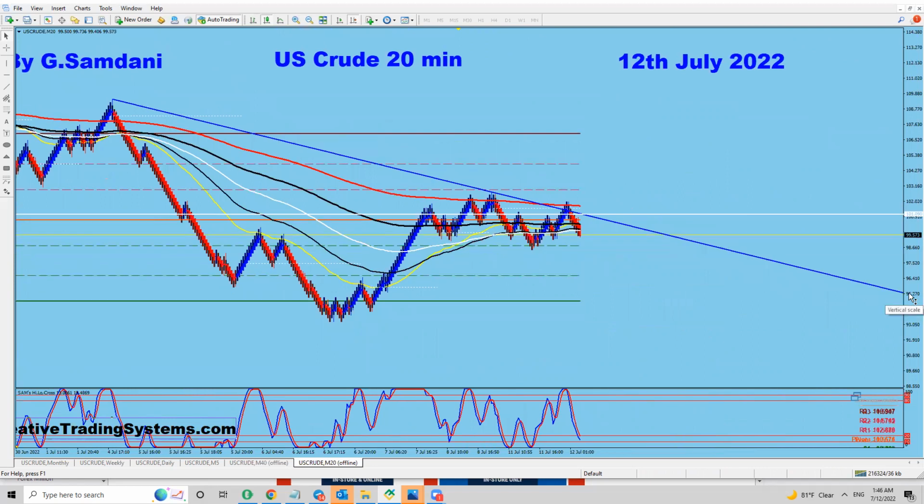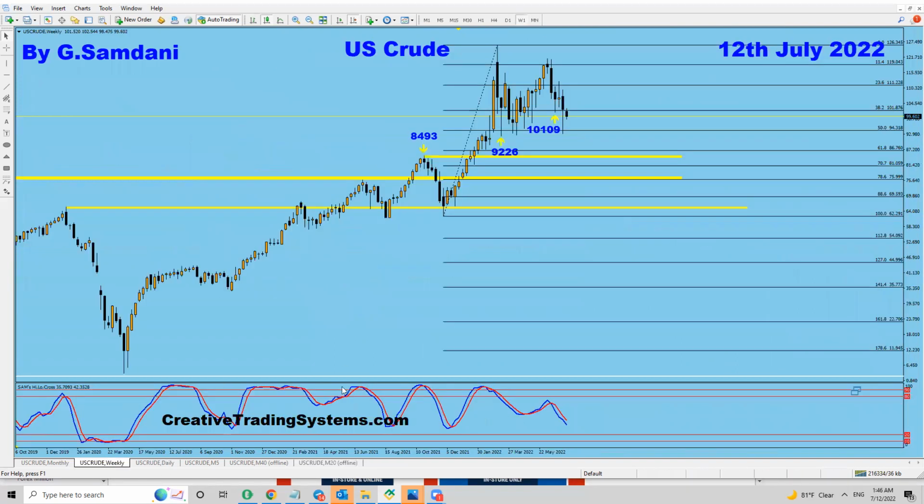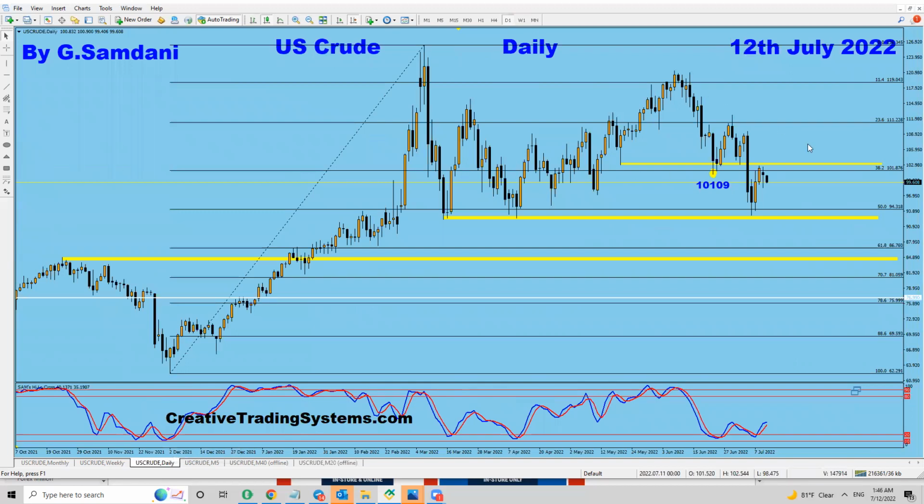I don't know, right? But 61% is around 87, and then 78% even further down. 78% is around 76. So 87 to 76, yeah, we can drop if we have to, right? So this is how the whole scenario is. This is a daily chart, and 101.09 is right there, so we can stay below that.